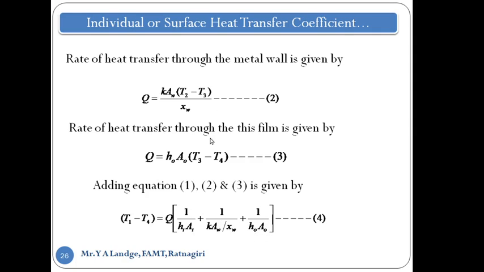Now after solving this one, addition of this, we will get T1 minus T4, where Q is common. On that basis we are writing these equations and we get them in this form. We give this equation number 4, where this is the resistance by the convection, this is the resistance by the conduction, and this is the resistance by the convection.